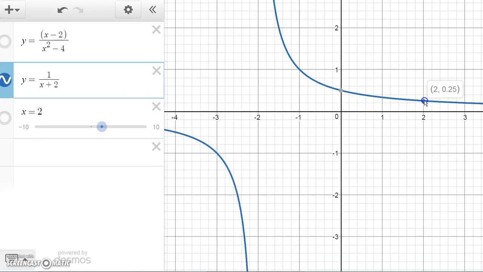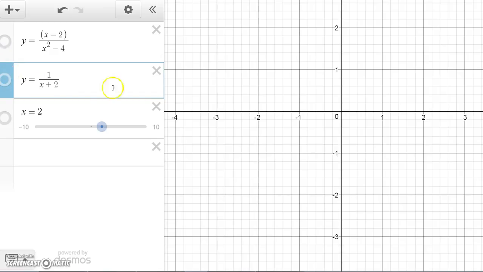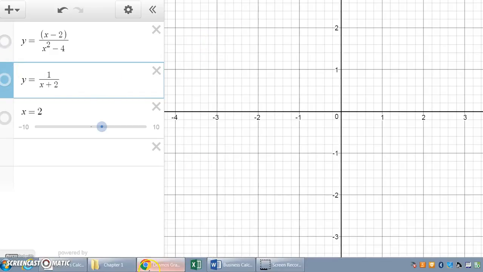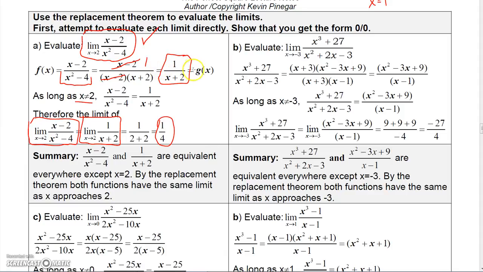So those two functions are actually the same except where x is 2. Since they're the same everywhere except at 2, we can use the second function to get the limit of the first function. And so that's the trick we use. Now I won't do the graphs on the rest of these, but feel free to graph the original function and the replacement function if you want to.